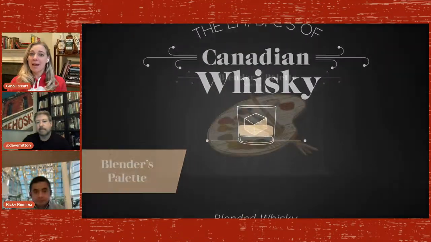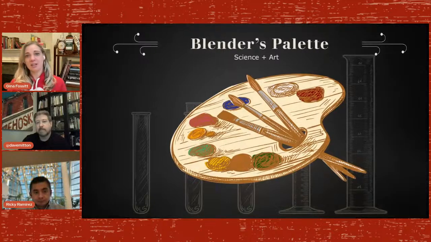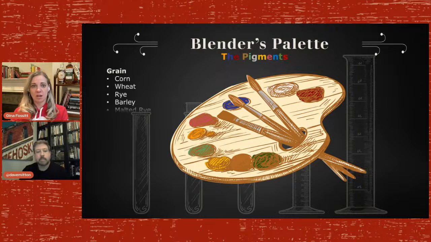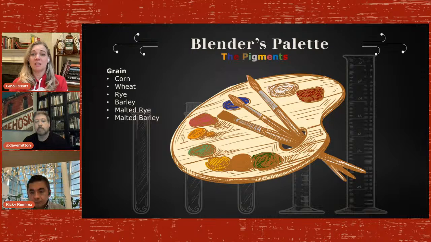We're going to talk about this as a blender's palette. So like an art, right? We're going to look at it from a science point of view, as well as an art, the art of blending, I should say. So in this talk about blended whiskey, let's imagine we have pigments on our blender's palette. And these pigments are the things that we can manipulate through the production process to create different flavor profiles and different whiskeys to blend at the end of the process.